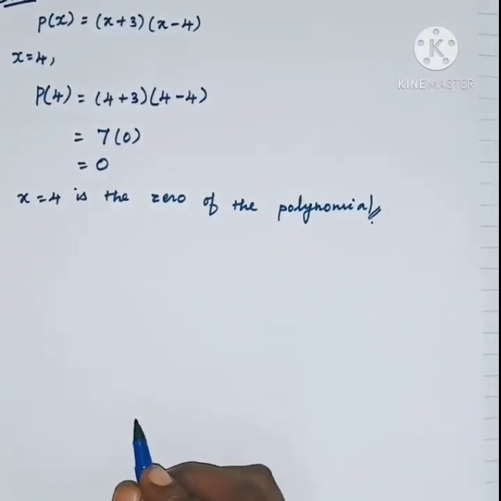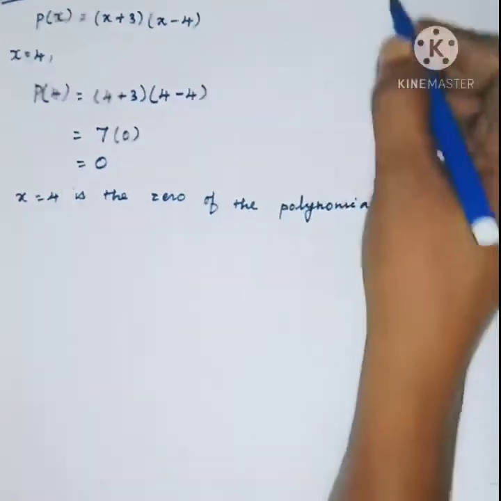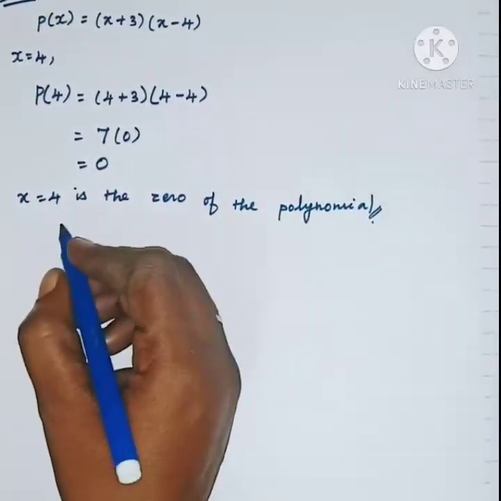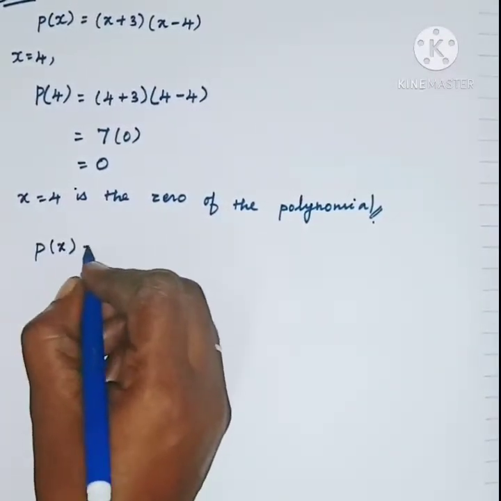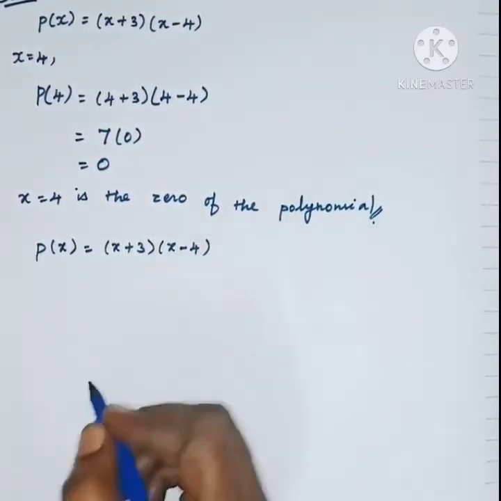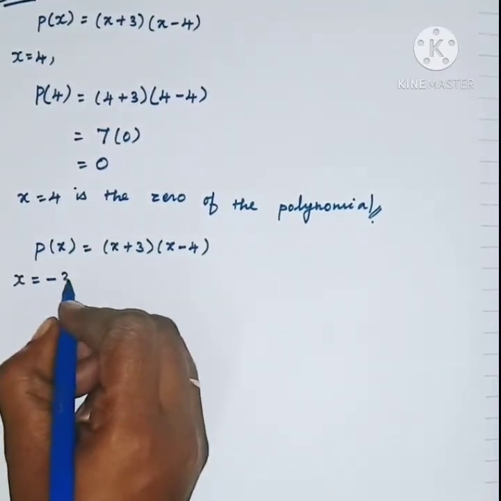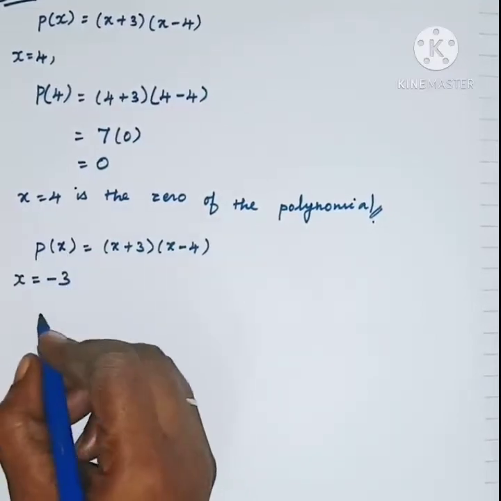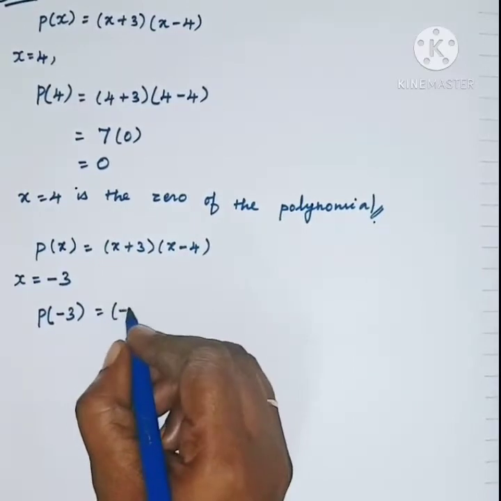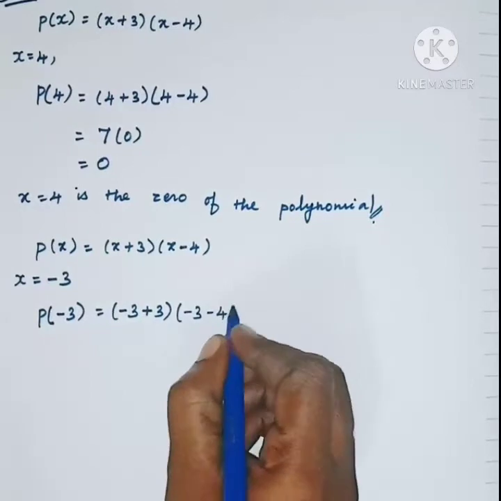This is the answer for the fifth sum. Now we have to check whether x is equal to minus 3 is the zero of the polynomial or not. The given polynomial is p of x is equal to (x plus 3) into (x minus 4). Now we have to substitute x is equal to minus 3. In the place of x we substitute minus 3, which gives minus 3 plus 3 into minus 3 minus 4.